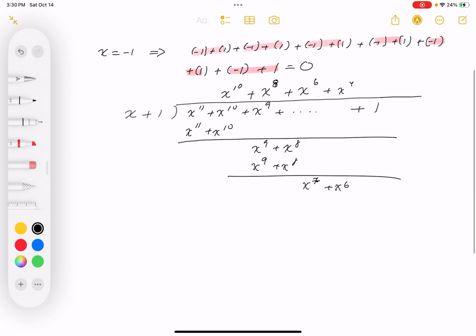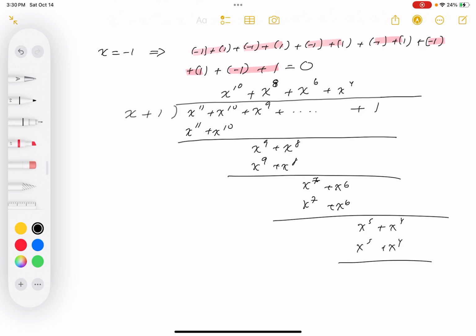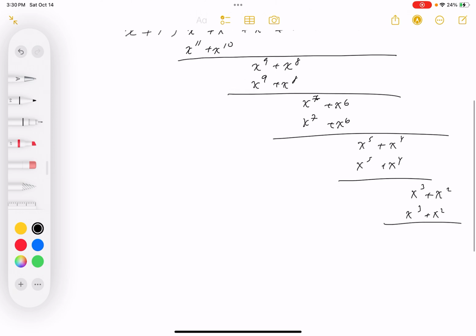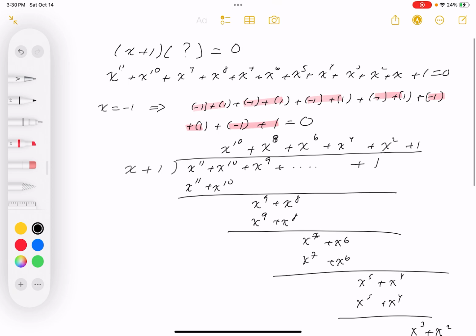Let me write some things down then. So x to the 7, x to the 6, then you get x to the 5, x to the 4, and then you do it again. The next after that, you get x to the 5, x to the 4. I'm at that level now. You get x cubed plus x squared, and you do the subtraction. What you're left off with is x plus 1 now, and what do you get there? You get plus 1.